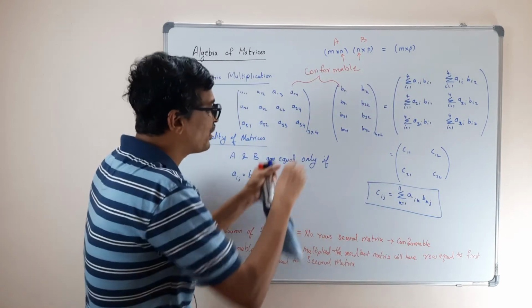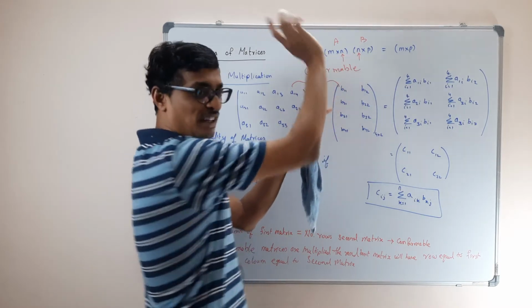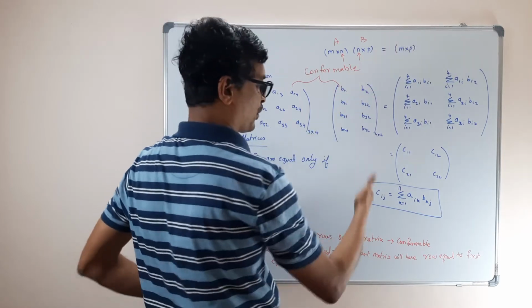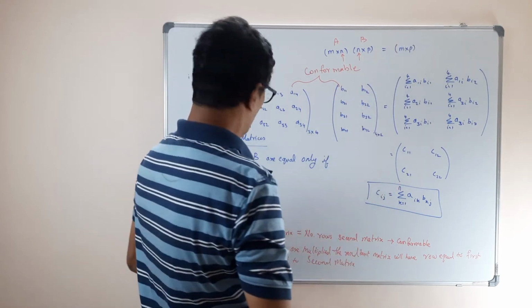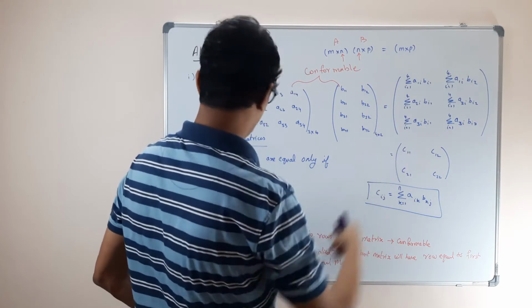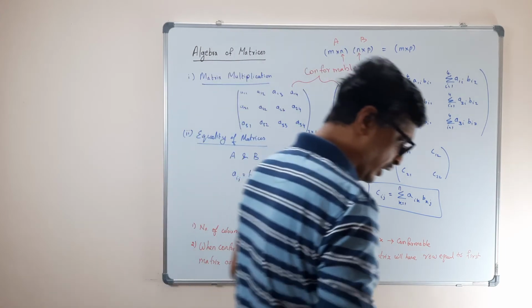We got 4 because we are taking 3 cross 4 and 4 cross 2. For any general case, this number will come into picture, because we saw the final matrix will be an m cross p matrix. So this is what your matrices are. We can do this, and the equality of matrices also we wrote.